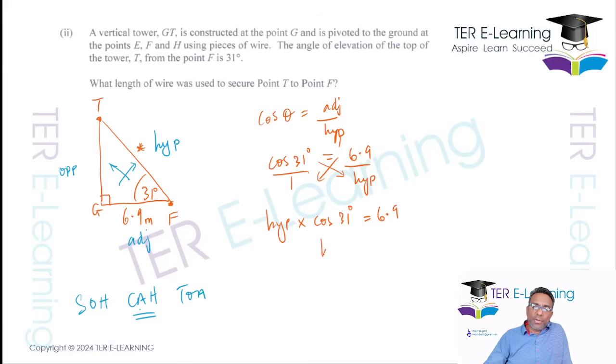So therefore, your hypotenuse, which is the length of the wire we're trying to work out here, is going to be 6.9 over cosine 31. So therefore, your hypotenuse is equal to 6.9 divided by cosine 31. And I'm getting about maybe 8.05 meters. Right? That's the length of the wire that we need here.